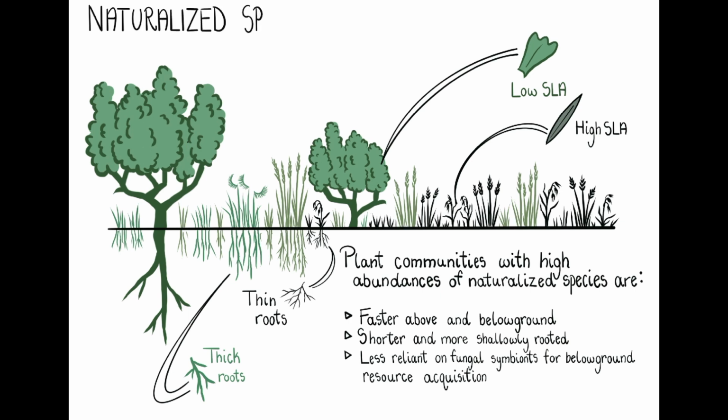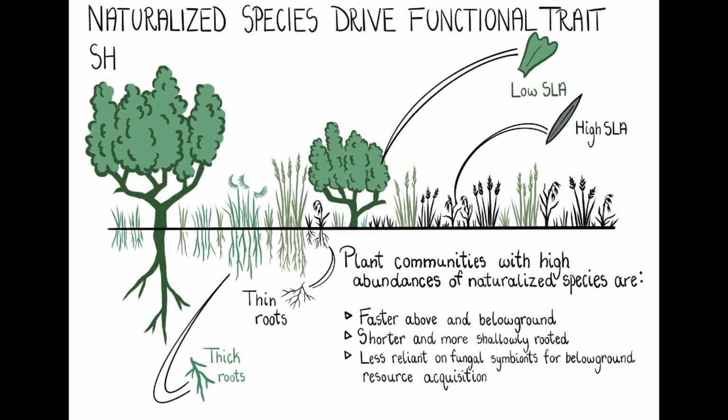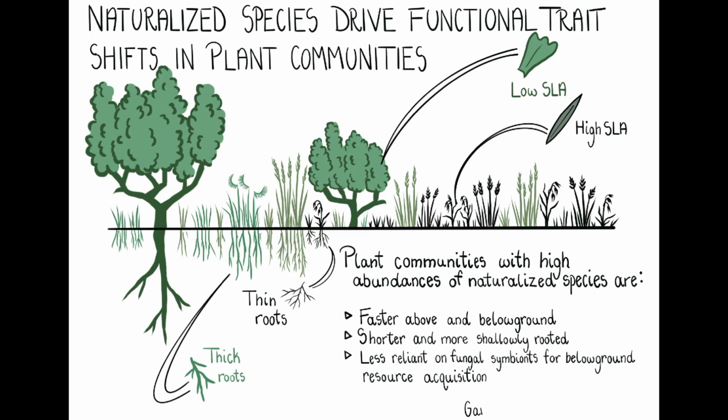We found these patterns to be remarkably similar across desert, grassland, and forest ecosystems, suggesting that the establishment and spread of naturalized species leads to predictable and consistent changes in community-level traits. These trait shifts likely drive observed changes in carbon storage, litter decomposition, and nutrient and water cycling in invaded ecosystems.